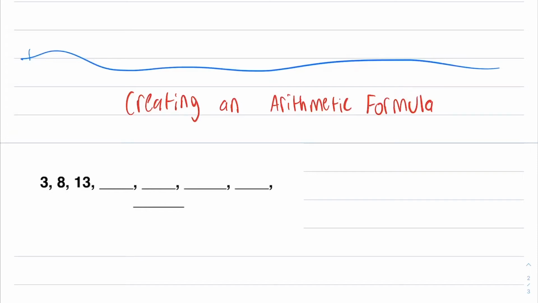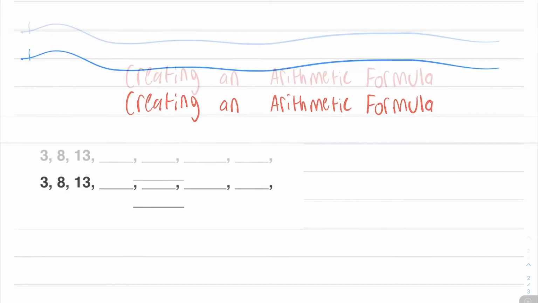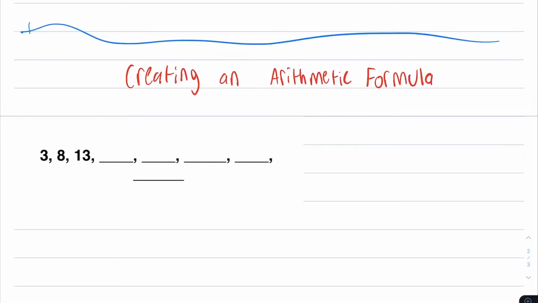Alright, in this video we're going to be creating an arithmetic formula. We have 3, 8, 13, and we're going to need the common difference. So we're going to see what's the change from 3 to 8. That's a plus 5. From 8 to 13 is also a plus 5. So we can assume that d is equal to 5. That's the common difference.